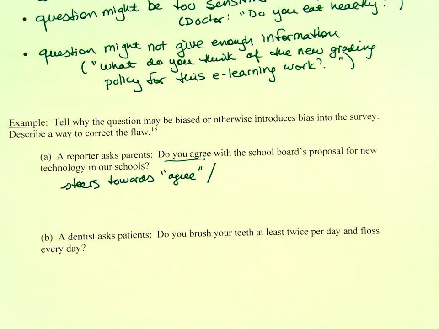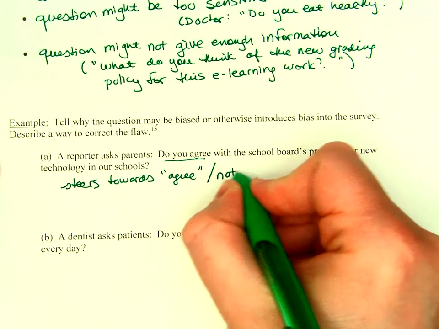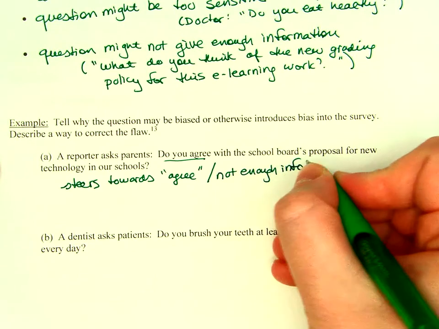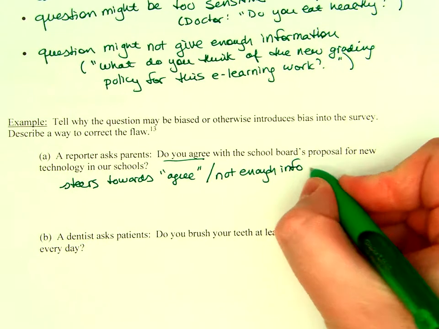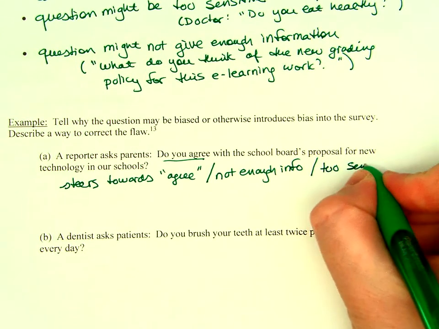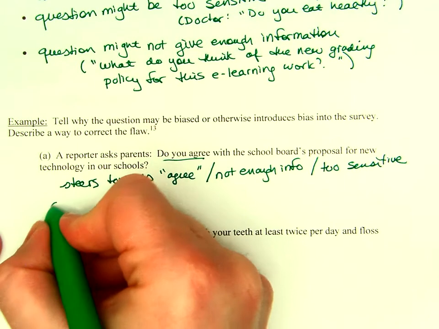Another issue is, well, what exactly is the proposal for new technology? Not clear enough. Not enough information. And actually, I think that the fact that a reporter is asking parents might make it a little bit uncomfortable to respond, and they might not respond truthfully, thinking that their name might end up in the paper or something. So actually, we've got all of our issues there. Too sensitive the way it's being asked. To fix this, maybe give an anonymous survey.